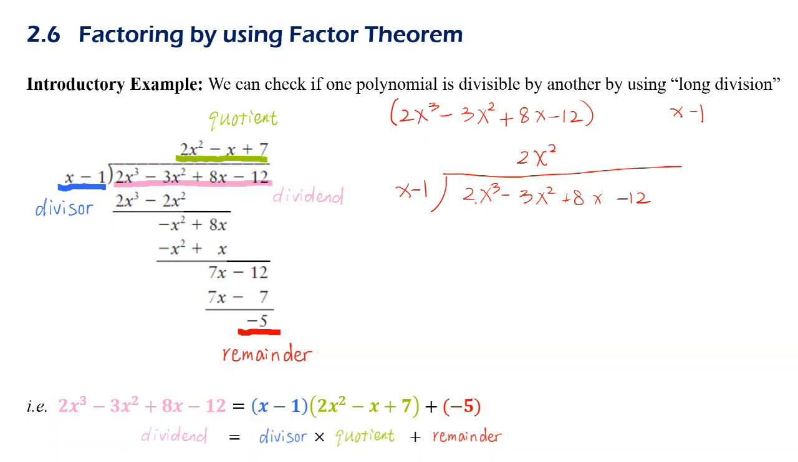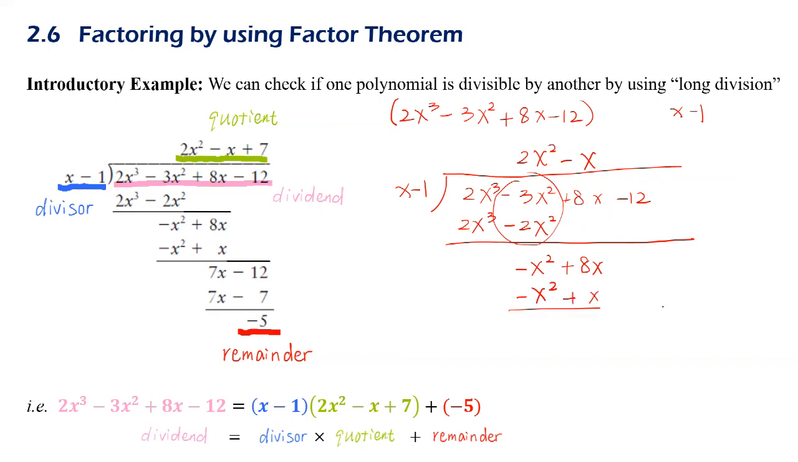And then what we'll get is 2x cubed minus 2x squared, right? Next, we find the difference between these two terms. So minus 3x squared minus minus 2x squared is minus x squared plus 8x. Next, we try to land an x here in order to get minus x squared and then plus x, right? And then find the difference between these two terms, which is apparently 7x.